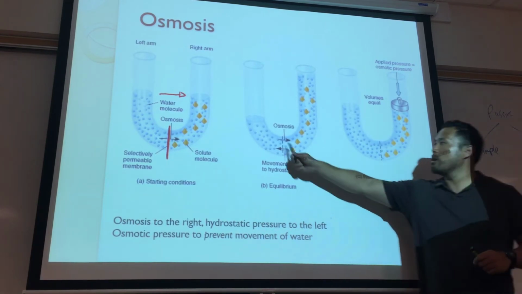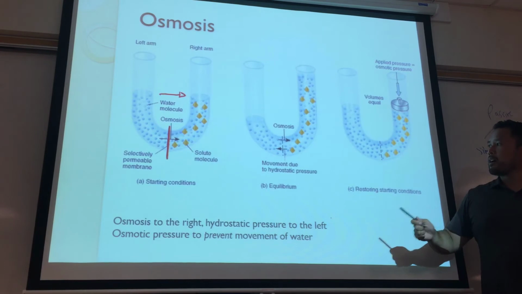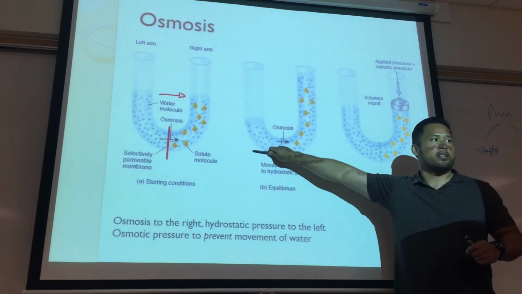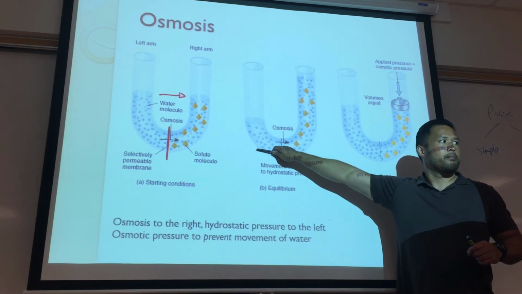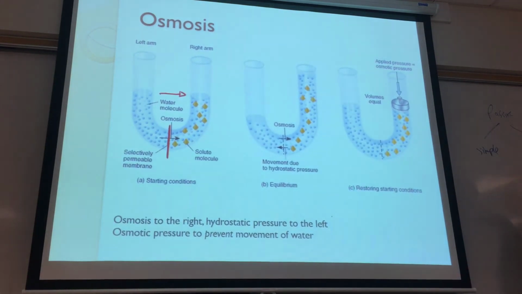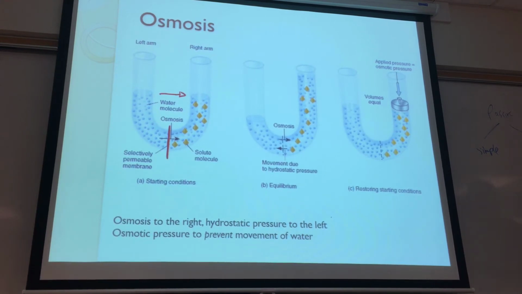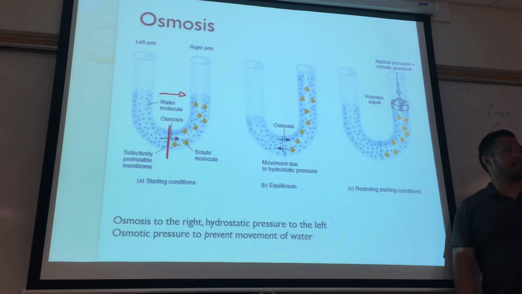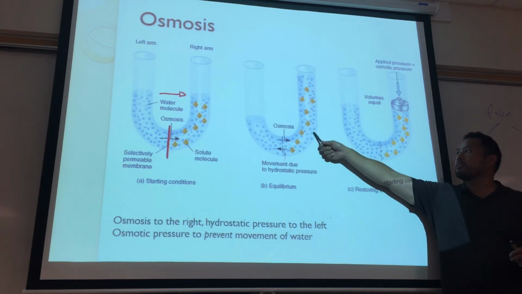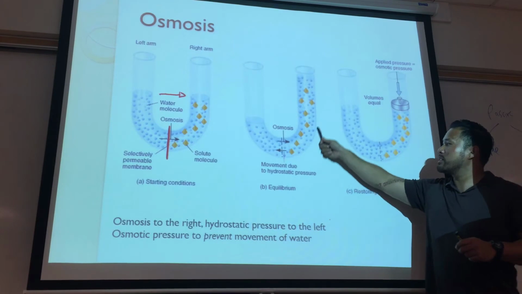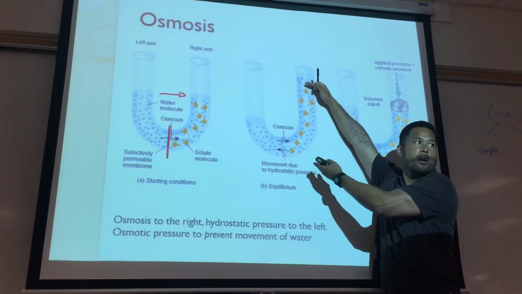So if osmosis is the direction to the right, hydrostatic pressure is the pressure pushing back due to the weight of the column back to the left. Exactly. There's a lot of water in this. There's a higher pressure on this side due to the weight of that water column.